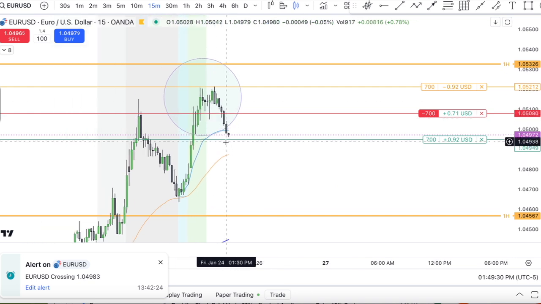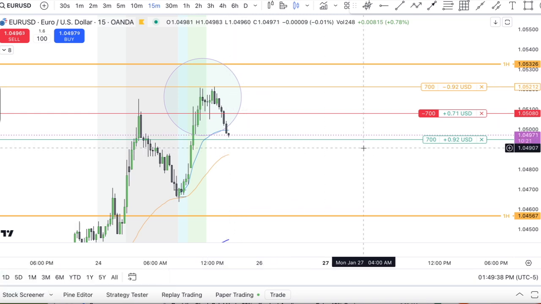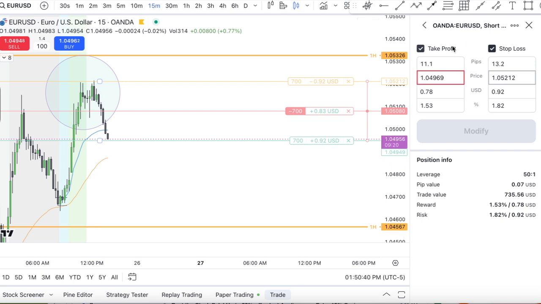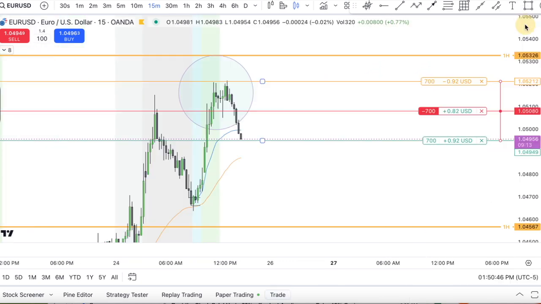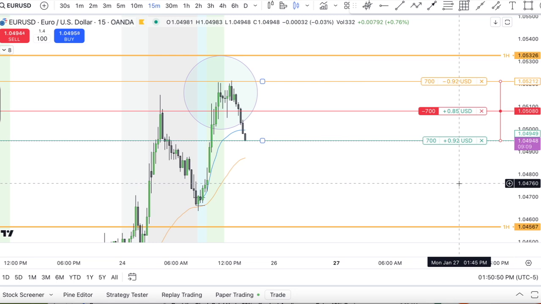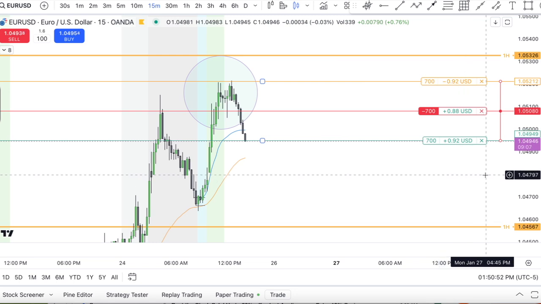So here's our 15-minute time frame. And we can see that price is starting to kind of push away from this area. So you could consider exiting the trade now. But now I see price is starting to continue down a little bit more. So let's see what happens. It looks like we're going to make it.